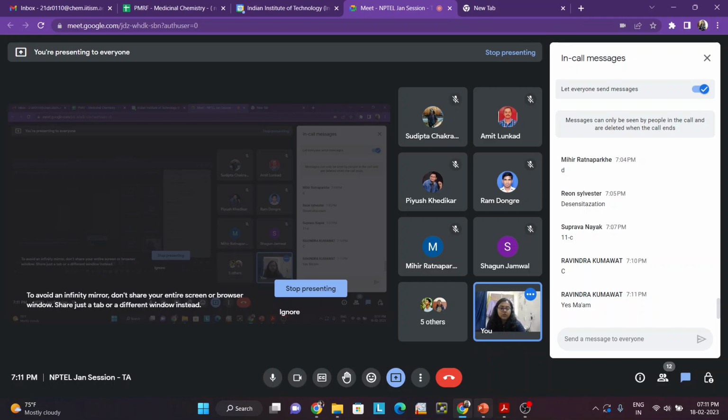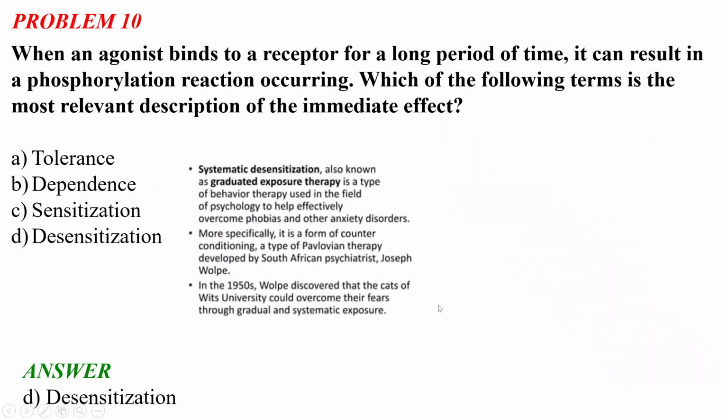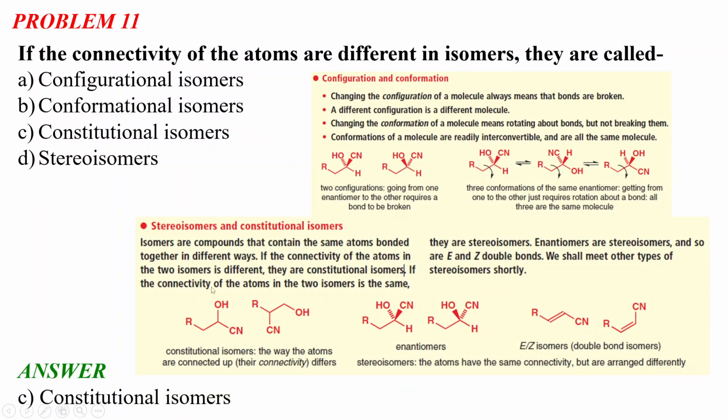Okay, yeah, thank you. We have two answers, and the answer is the same, option C, constitutional isomers. So yeah, the correct answer is constitutional isomers. Let's see what the things are. There are very different terms: configuration, conformation, and two terms I would like to discuss, stereoisomers and constitutional isomers.